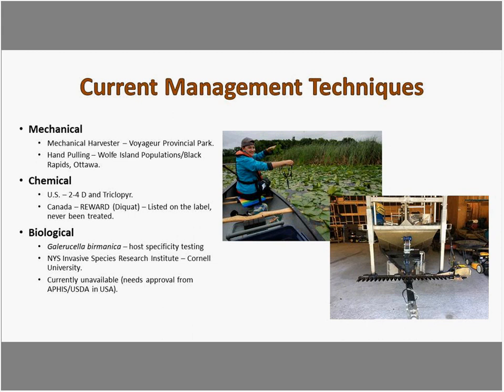Work is being done at the Nature Conservancy in New York, along with Cornell University, to look at biological control, specifically a Galerucella beetle, basically looking into host specificity testing, and it is not available at this time. So we might have some extra tools that we can add to the toolbox here in Ontario. But for now, mechanical harvesting and hand pulling is highly effective for this plant.